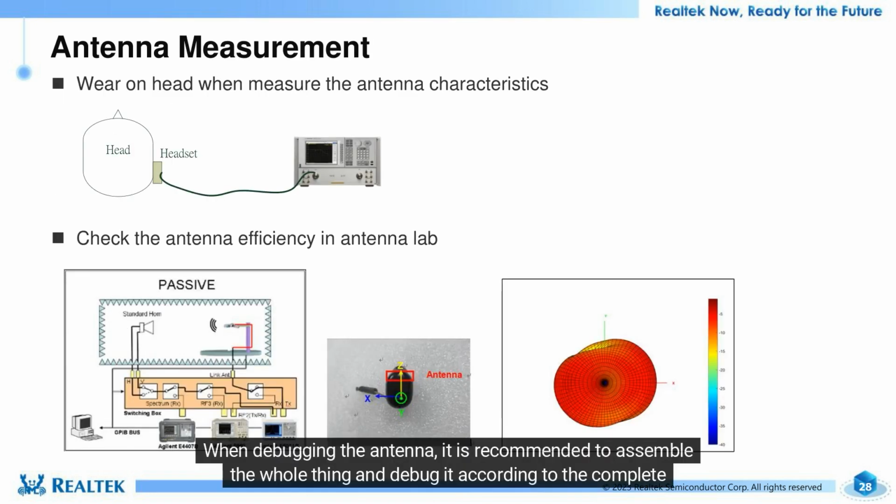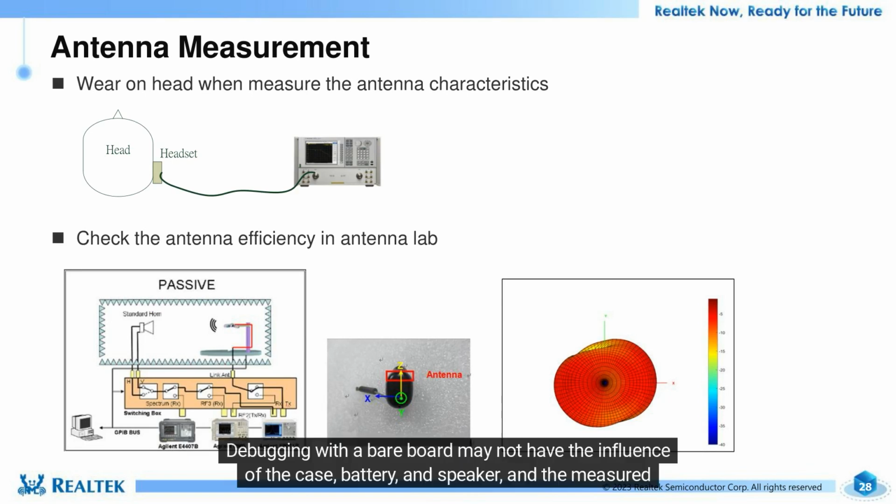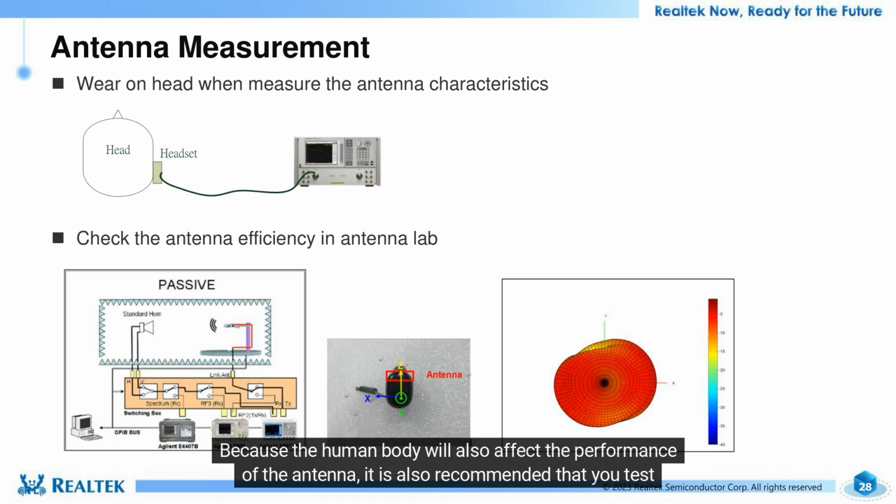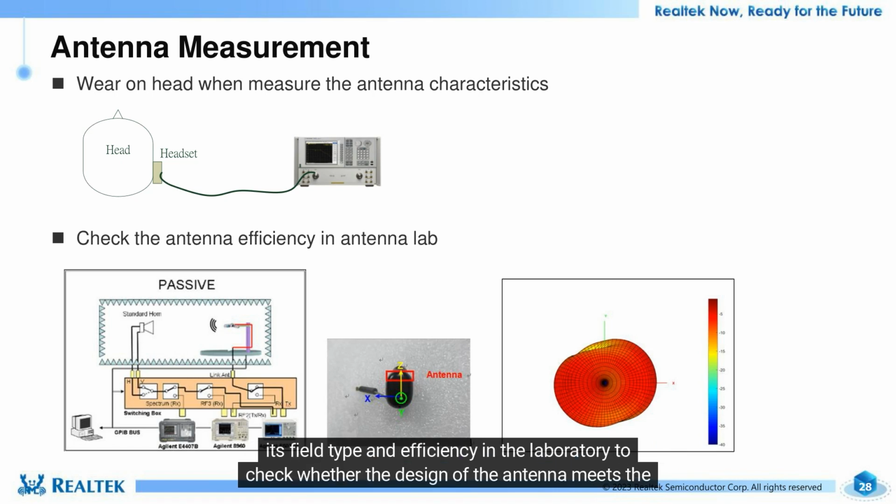When debugging the antenna, it is recommended to assemble the whole thing and debug it according to the complete usage scenario. Debugging with a bare board may not have the influence of the case, battery, and speaker, and the measured characteristics are inaccurate. And it must be carried on the dummy head for debugging. Because the human body will also affect the performance of the antenna, it is also recommended that you test its field type and efficiency in the laboratory to check whether the design of the antenna meets the requirements.